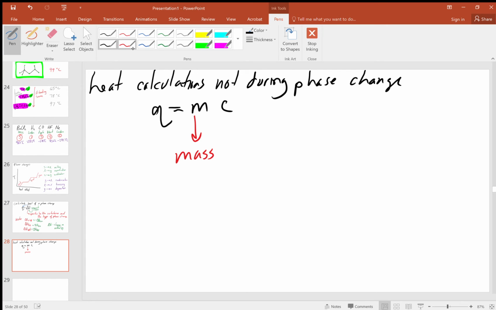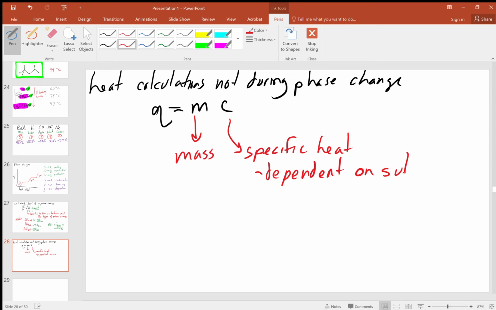times C. C is known as the specific heat of a substance. It's a constant for every substance, but it's dependent both on what the substance is and its phase. So in other words, is there a different specific heat for liquid water and solid water? The answer is yes. And then we multiply this by the change in temperature.